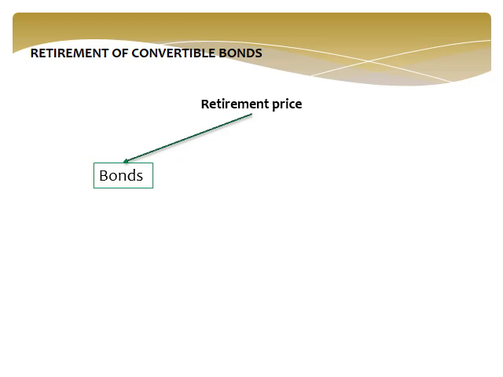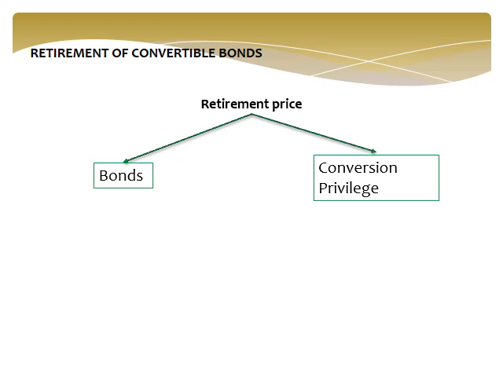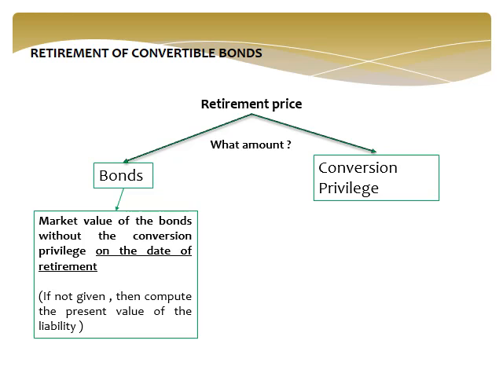So, upon retirement then, the retirement price must be allocated to the bonds and the conversion privilege or the equity component. At what amount? Yung bonds, the market value of the bonds without the conversion privilege, but this time on the date of retirement. Pag hindi given, again, compute the present value of the liability. Pag given, yun na yun. And then, conversion privilege, the equity component, always at residual amount.